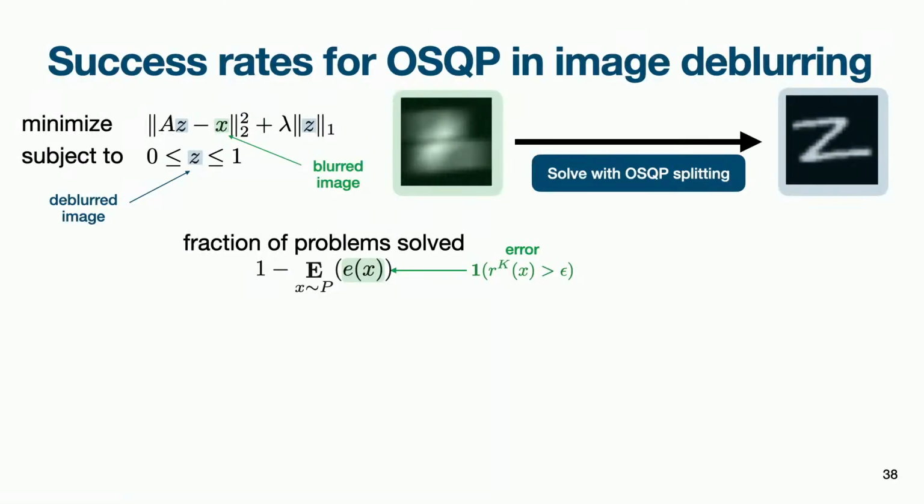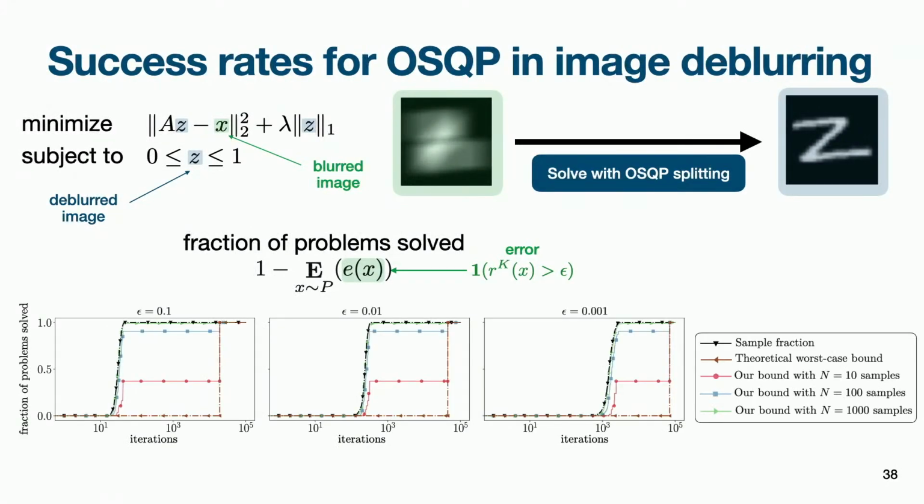And then I want to plot the fraction of problems that I solve within a certain accuracy. So you could see that I can get different plots like this. This is for accuracy 0.1, 0.01, and 0.001. The y-axis is the fraction of problems solved, and the x-axis is the number of iterations. So you could see that the brown line is the theoretical worst-case bound that tells you that I solve no problem, and then after a very high number of iterations, in this case more than 10,000, I can ensure that I solve all the problems, because it's a worst-case type of bound.